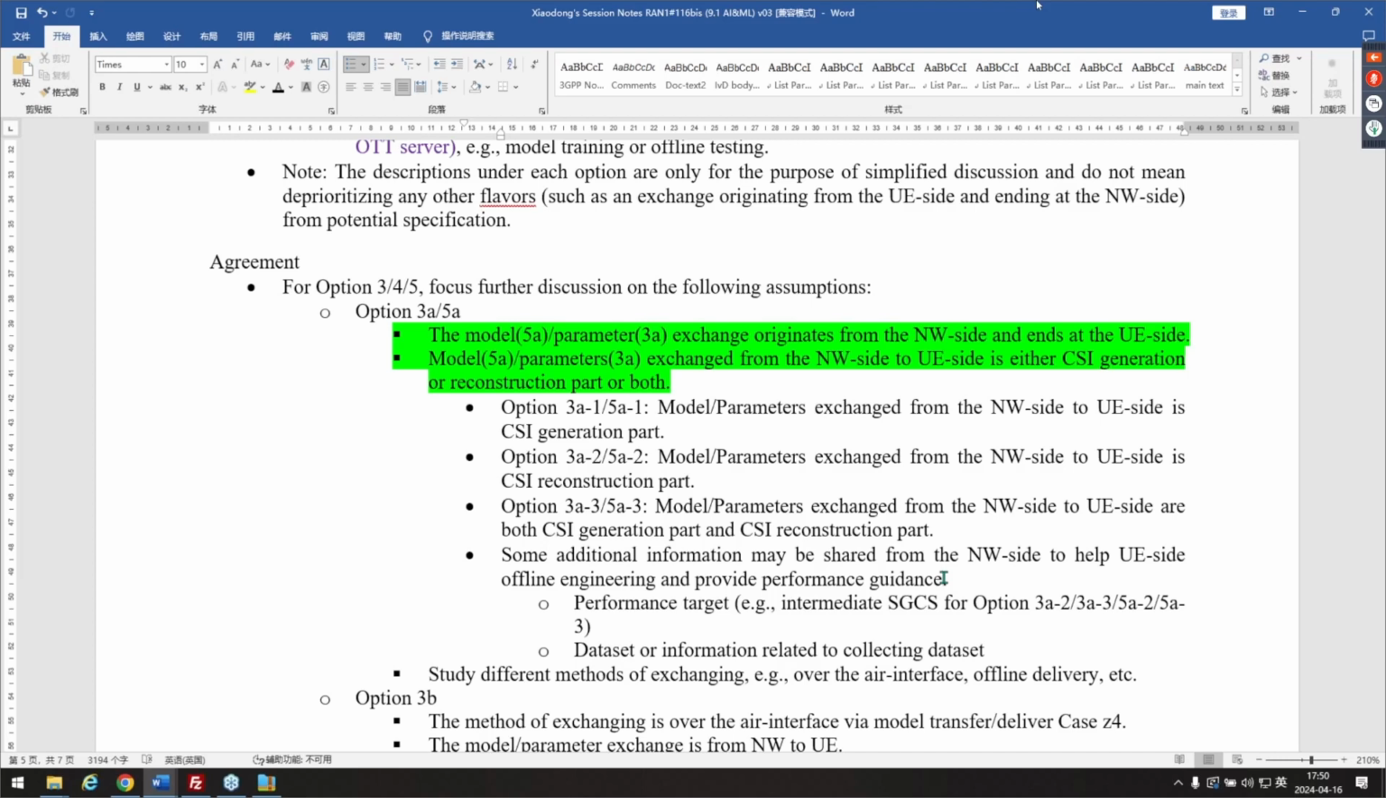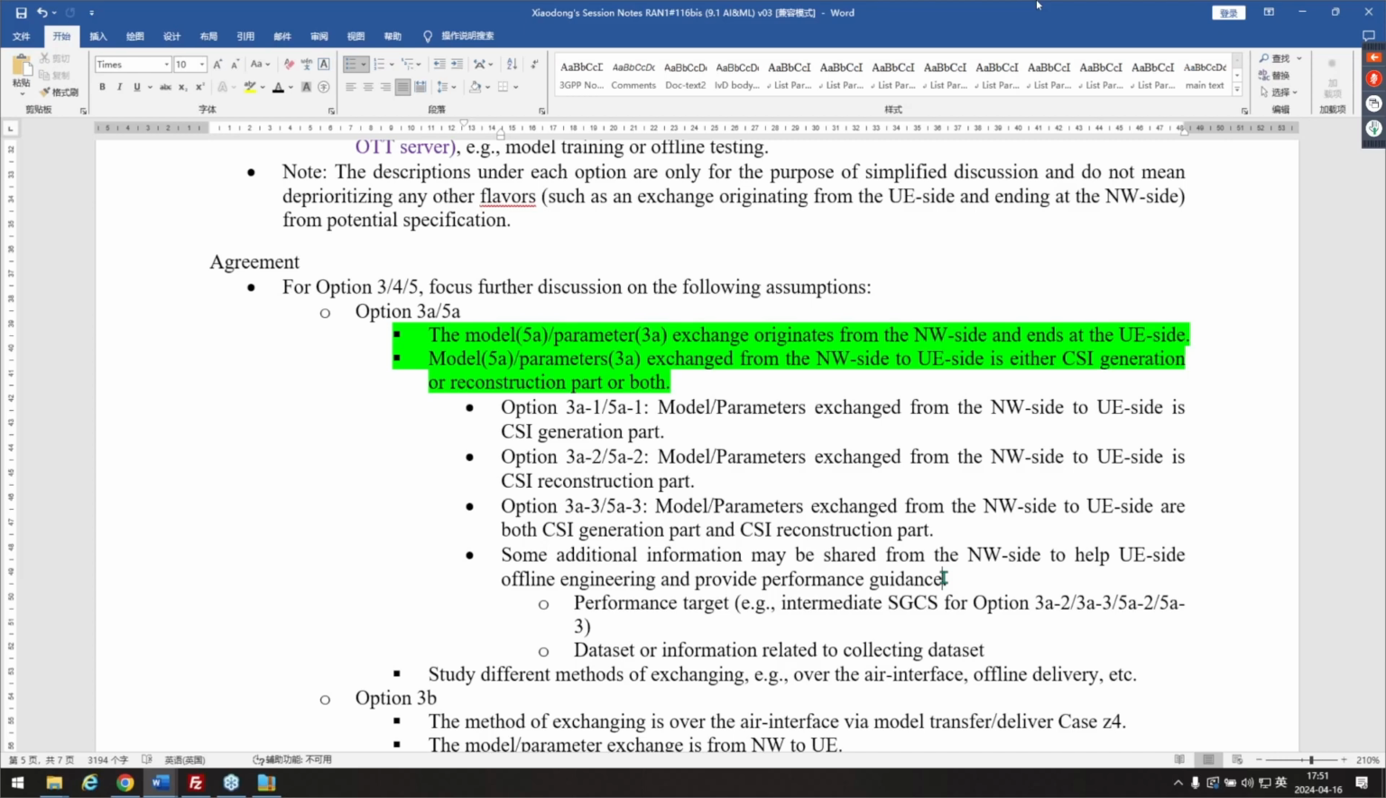For the whole last bullet, it explicitly states that these contents need to be shared between two sites for 3 and 5A. We're not sure whether it is appropriate to directly state that they are shared at this stage. We hope we can make the whole bullet a further study point: even for 3 and 5A, the following additional information can be further studied as to whether to share it from that side to help UE offline engineering. I cannot hear your comment really, please speak louder.